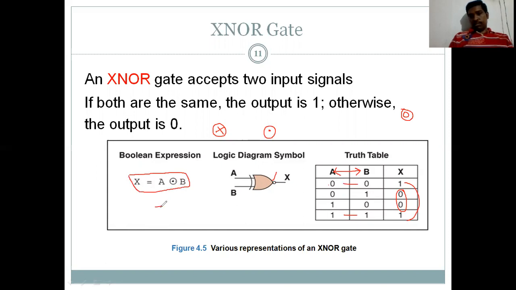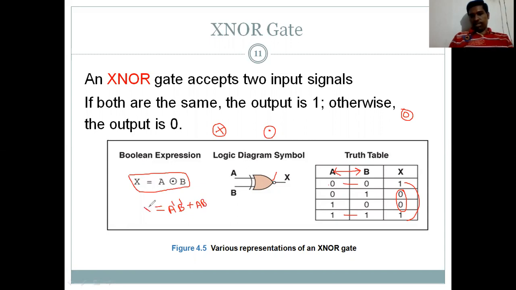Now, what is the original expression for this? That is nothing but A bar B, A bar B bar plus AB. This is the original expression of XOR gate.